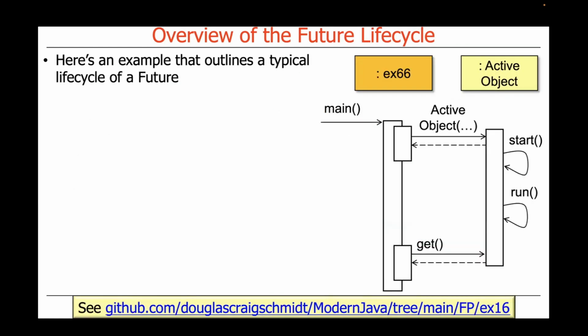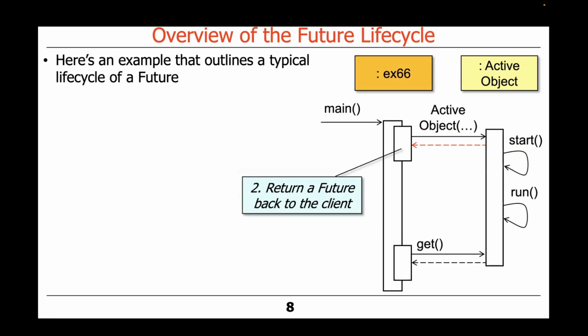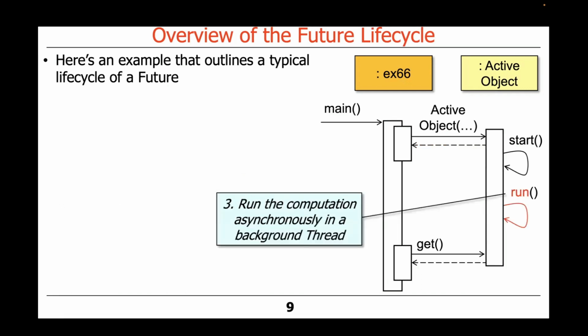Here's an example that outlines the typical life cycle of a future. And this, of course, is from our upcoming EX16 case study that we'll be talking about throughout the next series of parts of these lessons. So the client starts by creating the active object. So the client thread running in one thread, typically the main thread, or could be some other thread, creates an active object and starts it. The active object then returns back to the client. So the client thread has a future that it can use to manage the life cycle of that computation. And then the computation will run in the background, in a background thread, asynchronously with respect to the calling thread.